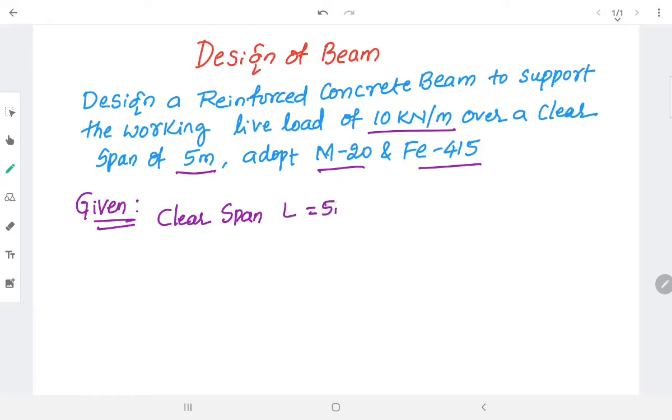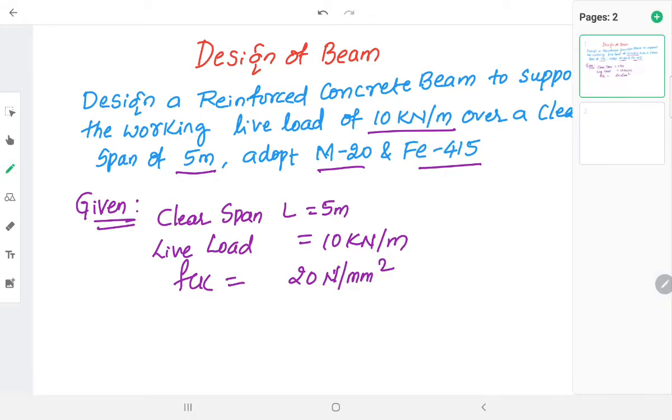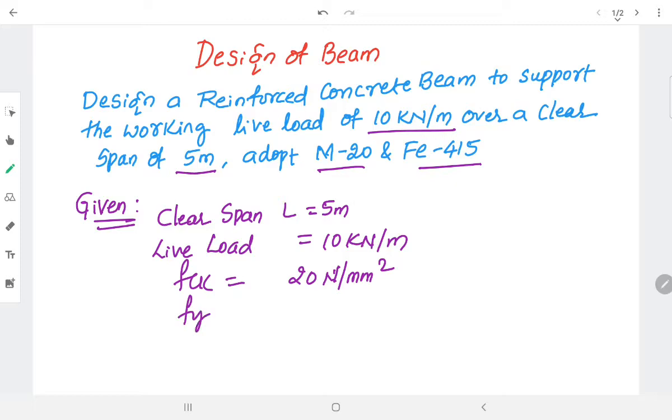L equal to 5 meter, and load he has given, that is live load, equal to 10 kilonewton per meter, and the grade of concrete, that is fck equal to 20 newton per mm square, and grade of steel equal to 415 newton per mm square. This is all about the given data in the problem. Here he has not mentioned the size of beam.